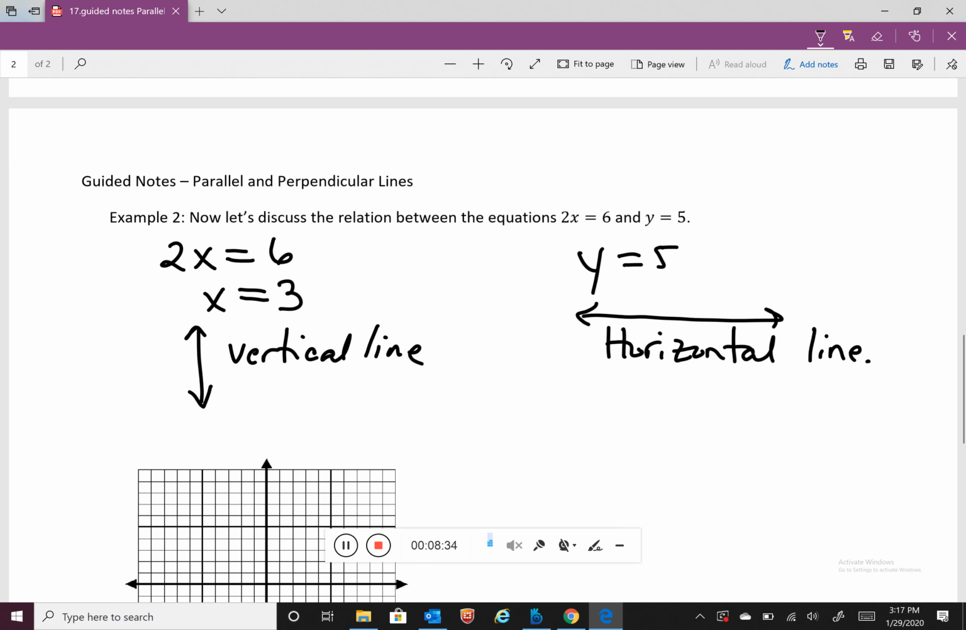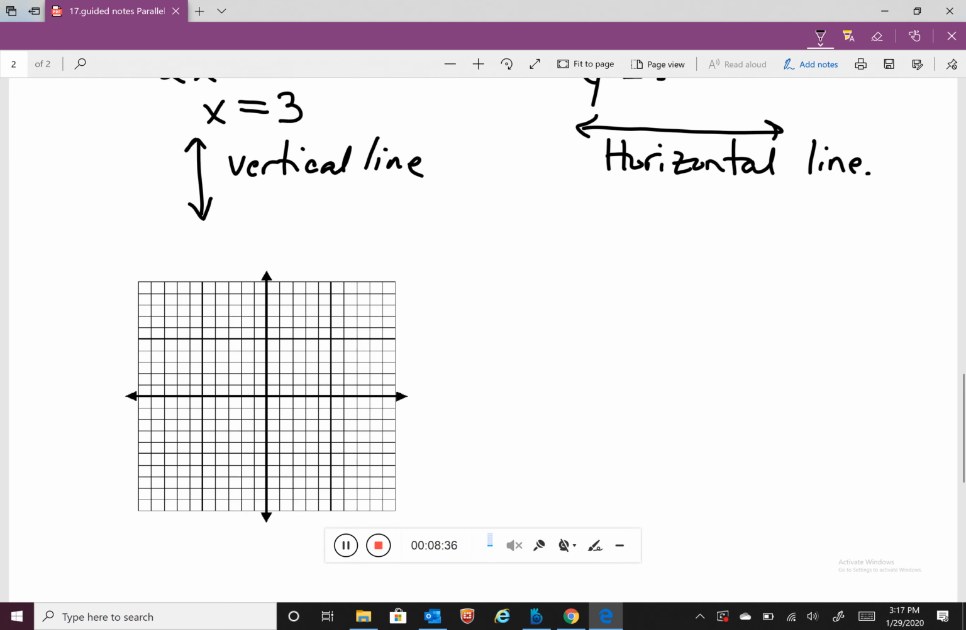If we were to quickly graph both of these, remember: label x, label y, show scale. X equals 3, and y equals 5. How do these two lines relate to each other? Do you see that they intersect at 90-degree angles? Therefore, these lines are perpendicular to each other.